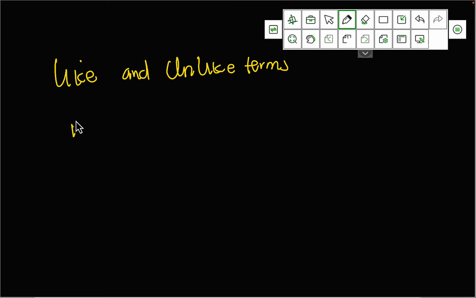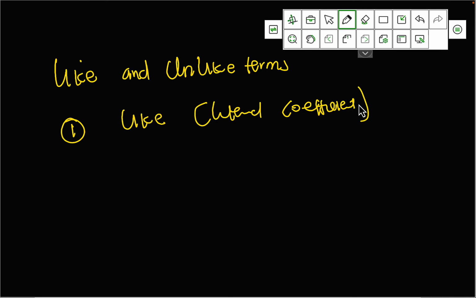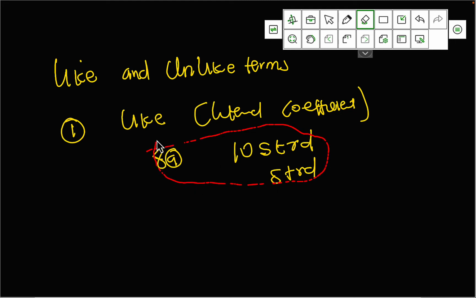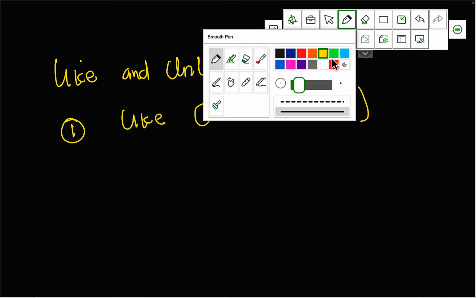There is just one simple rule you need to know. For terms to be like, the literal coefficient should be the same. We already mentioned the literal coefficient. We said that if I have 8a, the literal coefficient here is a. If I have 10 STRD, the literal coefficient here is STRD. We already did that, right? Cool. So let's look at some examples. Again, don't forget, for two terms to be like terms, the literal coefficient should be the same.